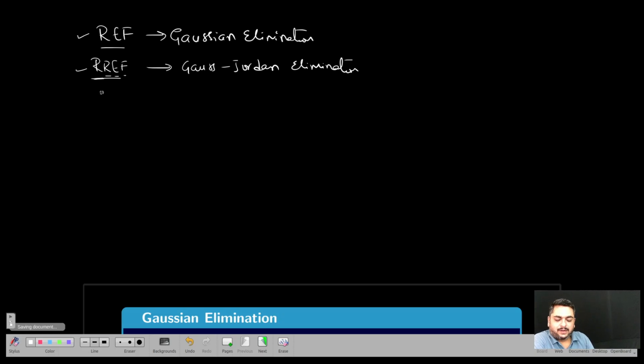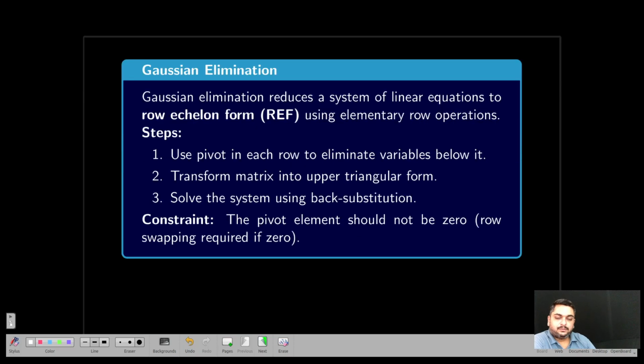Then you can also find the solutions using the inverse of a matrix. This also you know, how to find the inverse. Then you can also find the solution using something called Cramer's rule. We will see this. What is Cramer's rule? So let's begin.